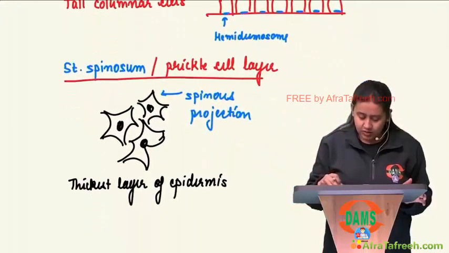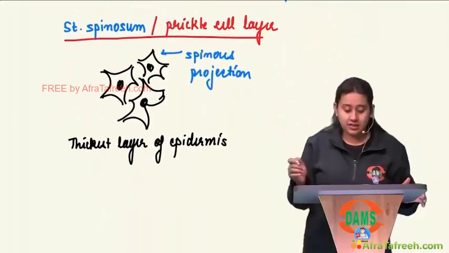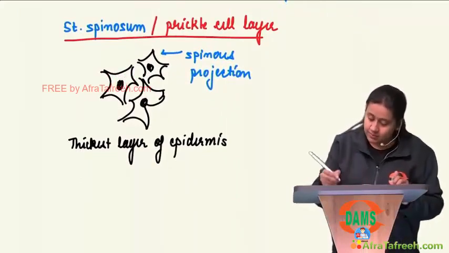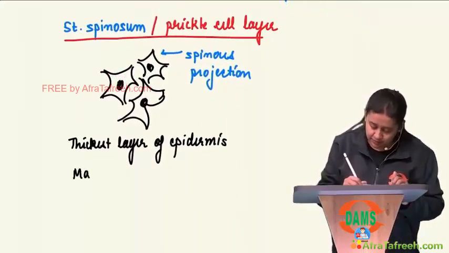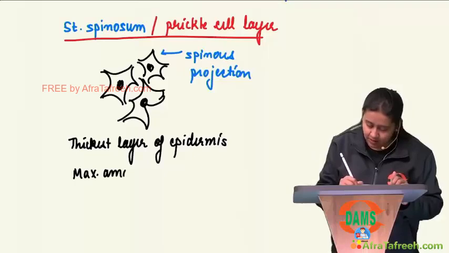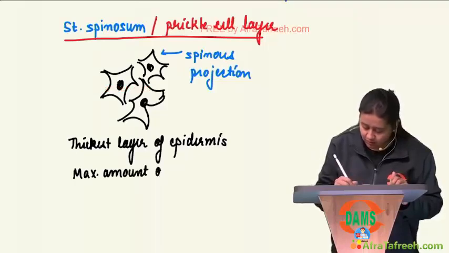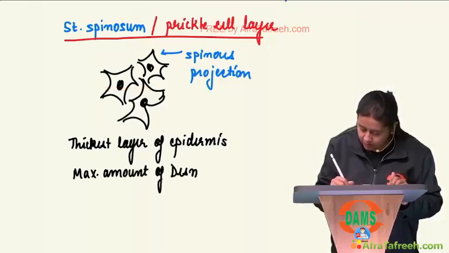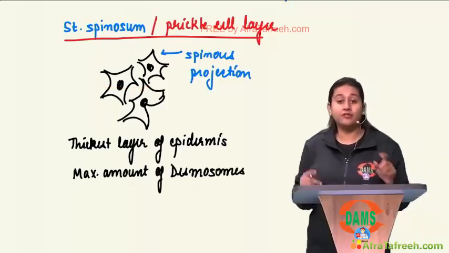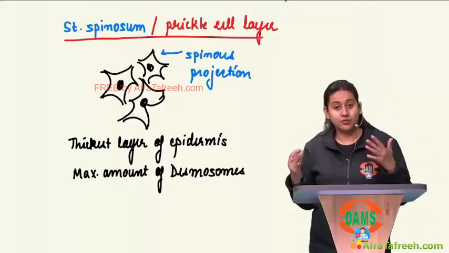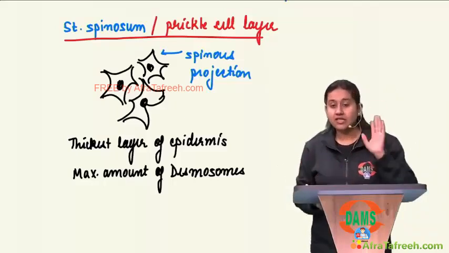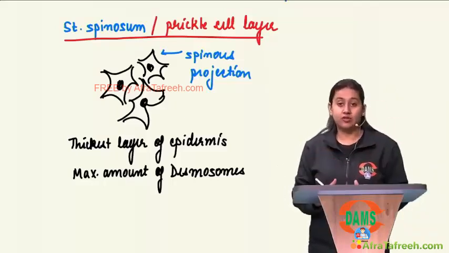Okay, so this is the thickest layer. It contains desmosomes, the maximum amount of desmosomes are present. You have the maximum amount of intercellular material, that is desmosome. So these are the two questions which you can get from the stratum spinosum layer.